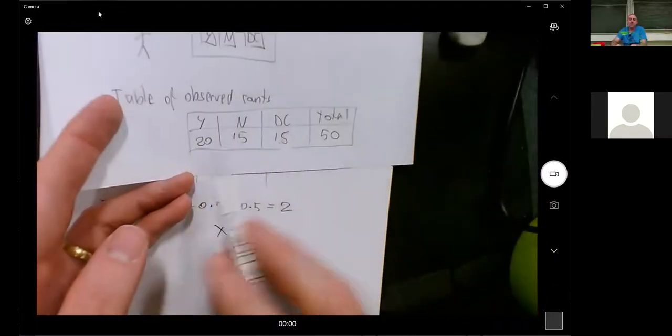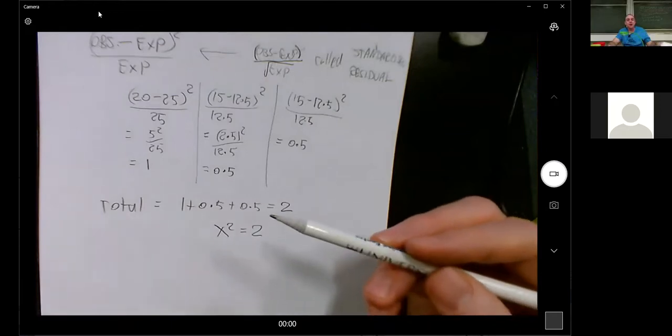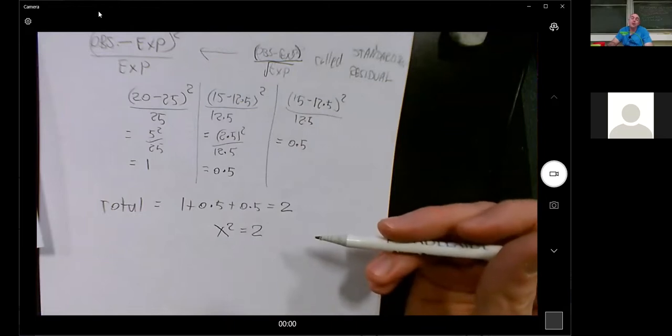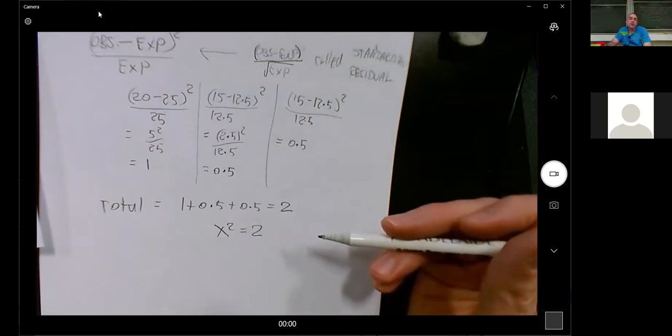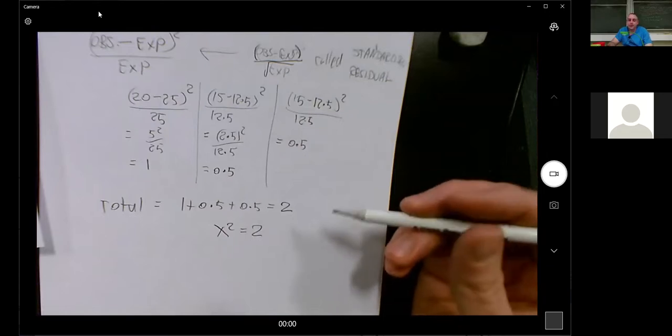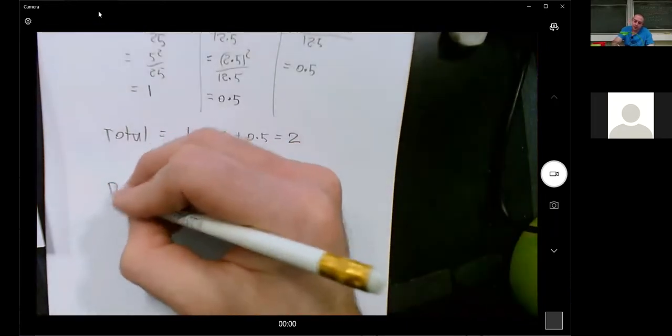Imagine all this data, imagine doing all these calculations, and I compare all the calculations I could have had to the one I've got here. Then the distribution of the calculations that could have been done is the chi-squared distribution with 2 degrees of freedom in this case.